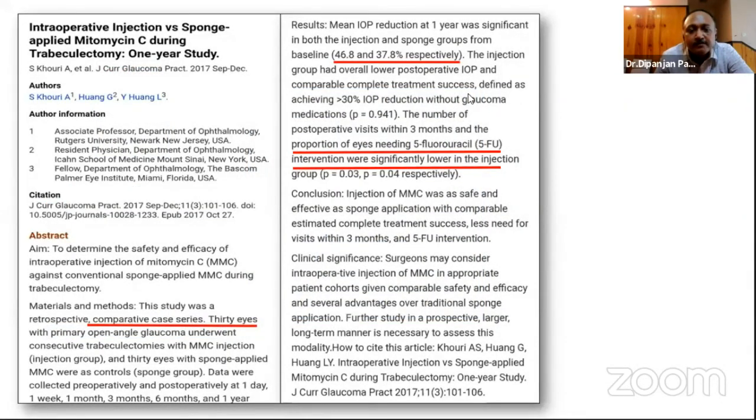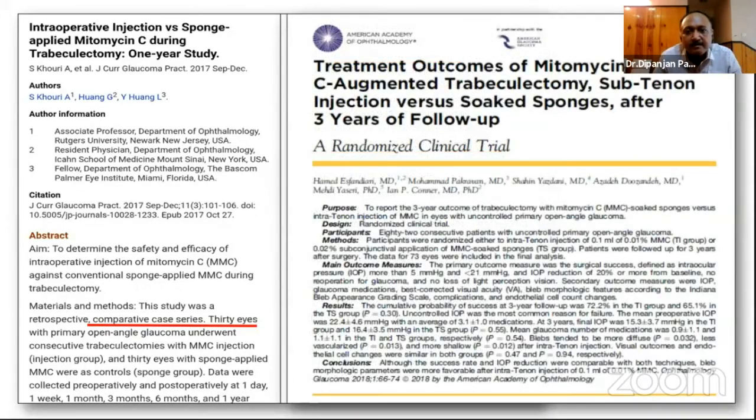So we have a few studies on this use of intraoperative injection versus sponge-applied mitomycin C. This is a 1-year study, which was a retrospective comparative case series of 30 eyes each, one with injection and the other with the sponge group. They showed that there was significant intraocular pressure reduction at 1 year, but the group with injection had a better response, and the proportion of eyes which needed intervention with needling was significantly lower in that injection group.